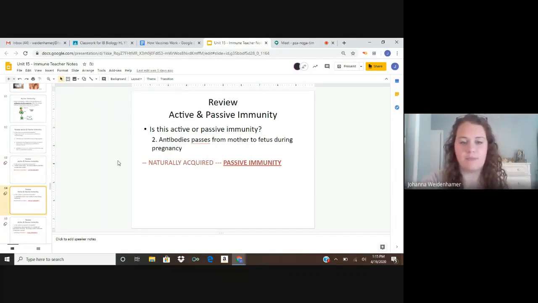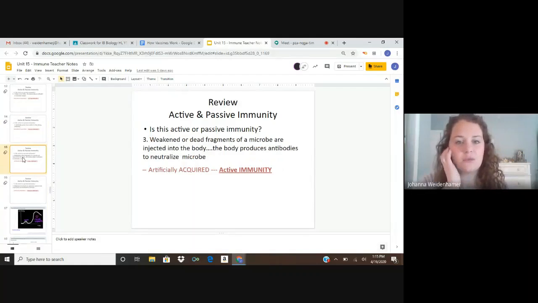Now let's take a look at the second one. Antibodies pass from mother to fetus during pregnancy. So now the antibodies themselves are being passed, which will then stimulate active, but presenting antibodies would be passive immunity. And as we can see here, it's going from the mother to fetus, so that is naturally acquired.